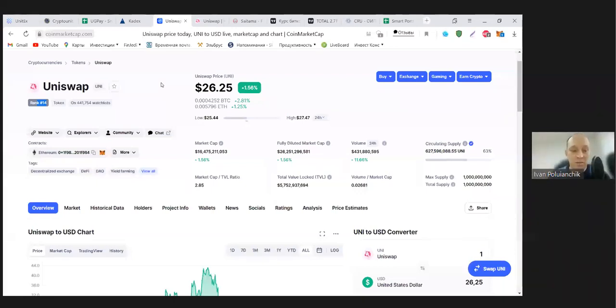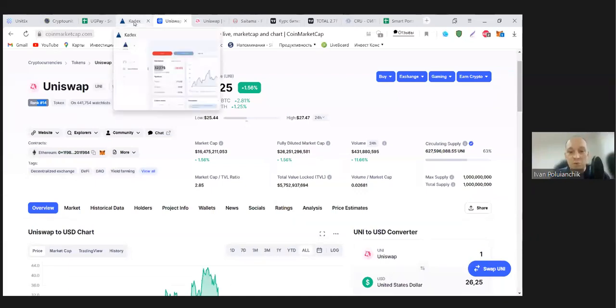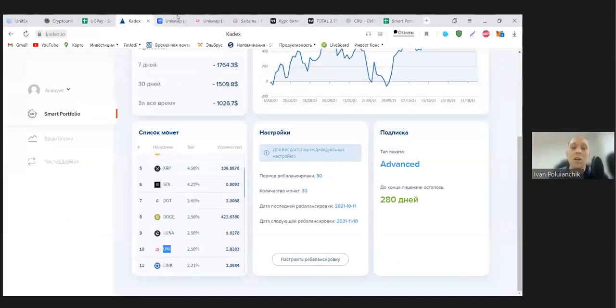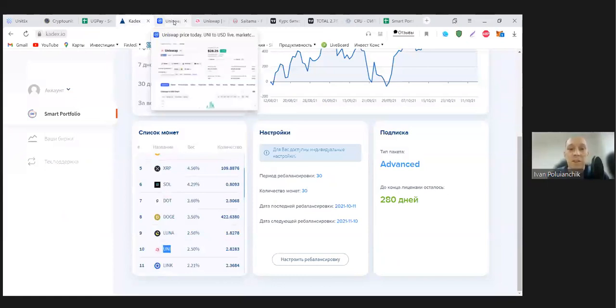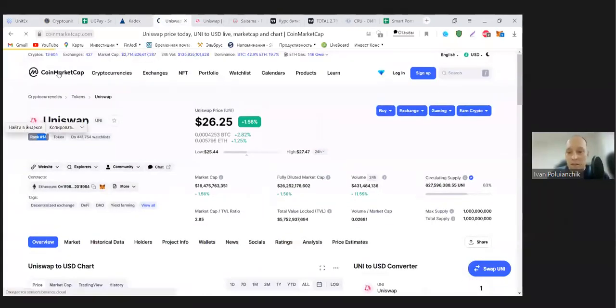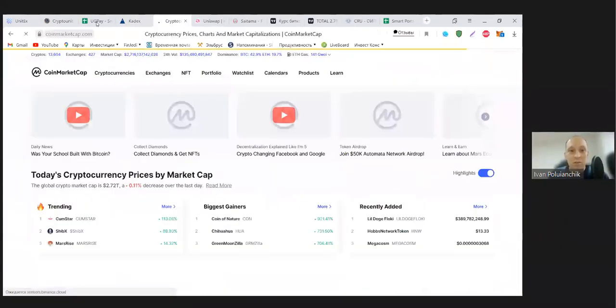And if you invest all your money into Uniswap, then the risk will go up. Therefore, we have such a good product that will keep all your tokens balanced in a portfolio and will build an ideal crypto portfolio on Binance.